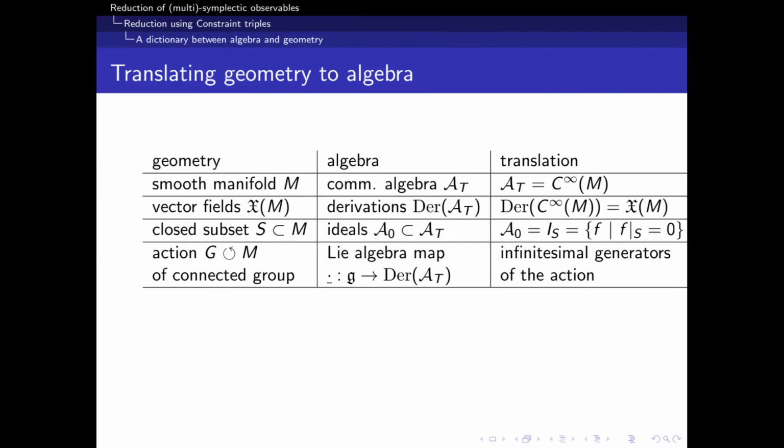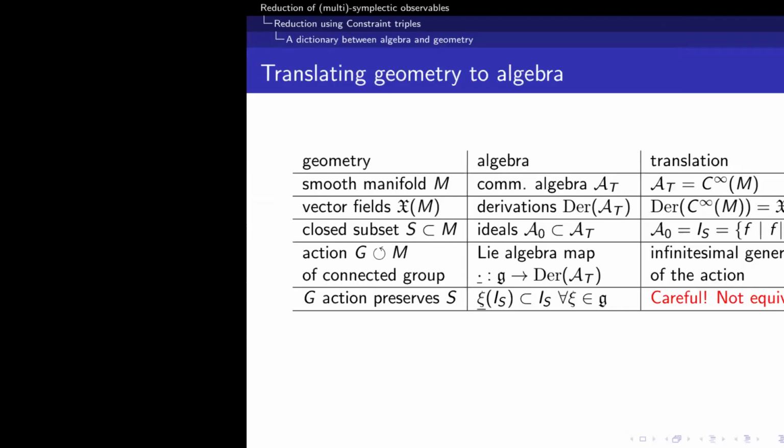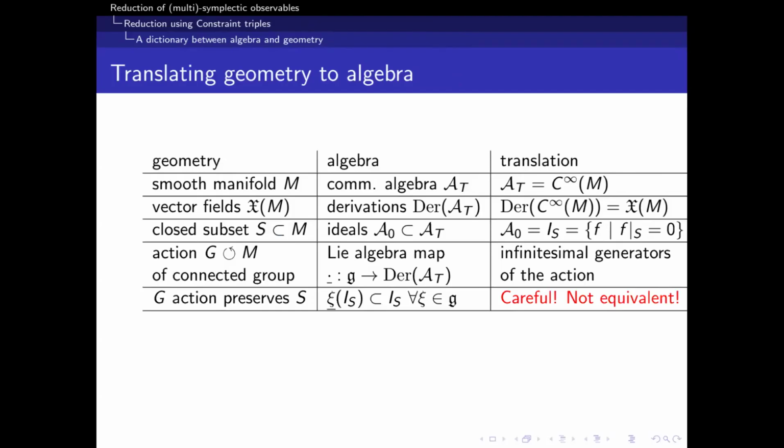So for now, we will omit the fact that non-connected groups exist and work with connected ones. We will identify an action with its infinitesimal action. And then we need something to say that the G action preserves the subset S. And we will just write it down algebraically, so that the fundamental fields of the action preserve the ideal.